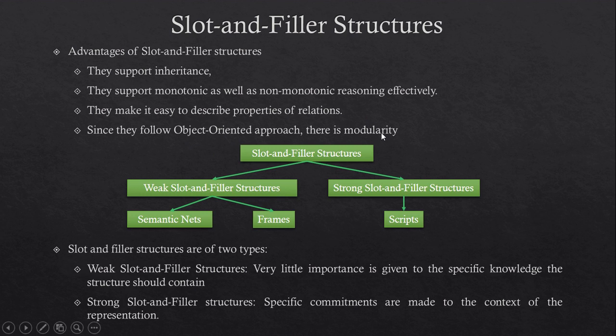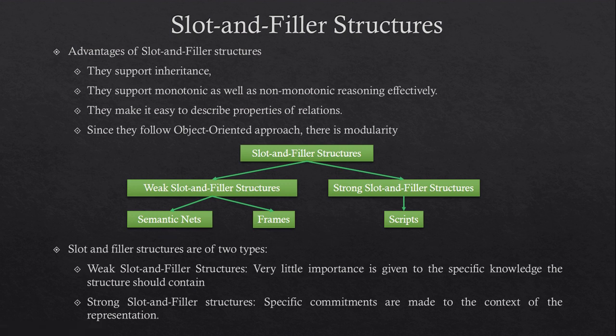Slot and filler structures are of two types: weak slot and filler structures and strong slot and filler structures. In weak slot and filler structures, very little importance is given to the specific knowledge of the structure, as opposed to a strong slot and filler structure in which specific comments are made to the context of the representation. In today's lecture, we are concentrating on weak slot and filler structures called semantic nets. Actually, the example of slot and filler structure that you just saw in the previous slide was a semantic net.